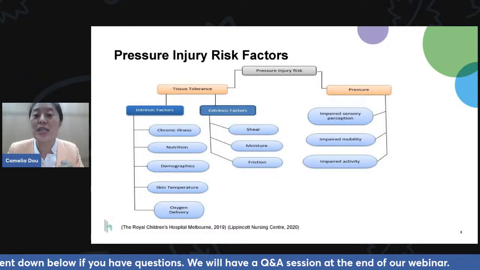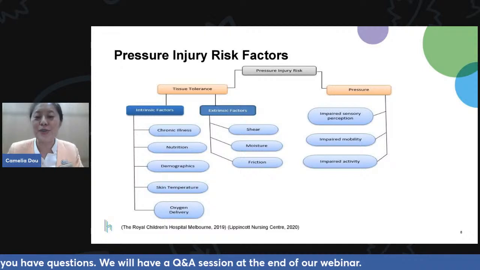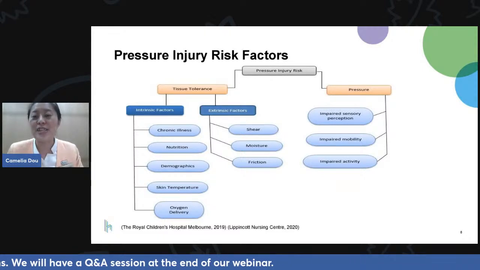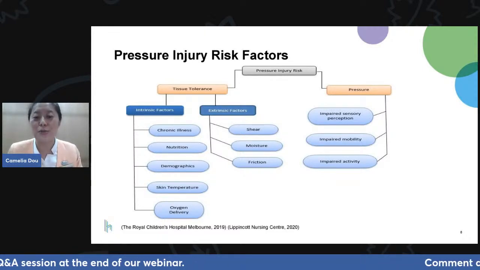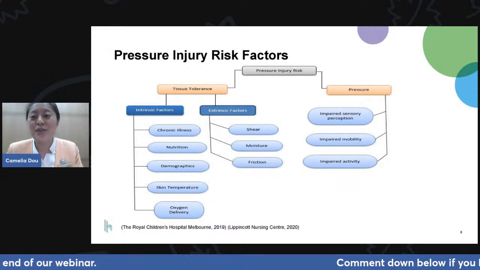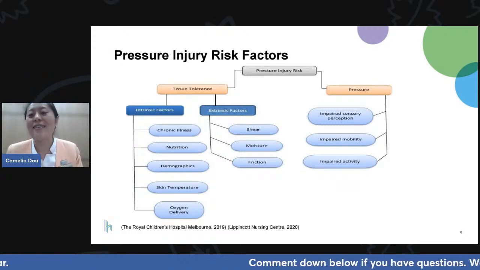That's why it's also another trigger factor. Friction definitely also, because we move patients left, right, up and down, causing all the rubbing of the skin. And of course the last is direct pressure. Basically, patients are not able to feel.